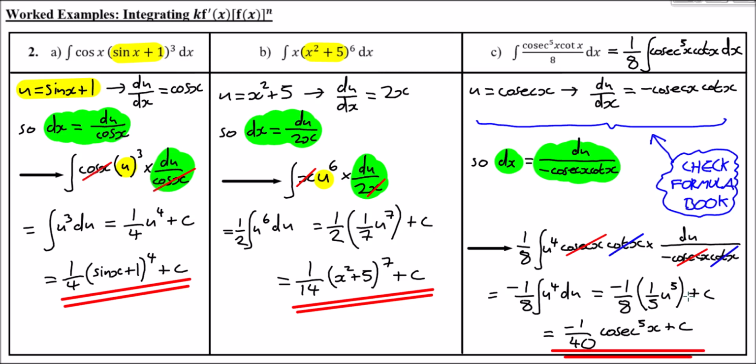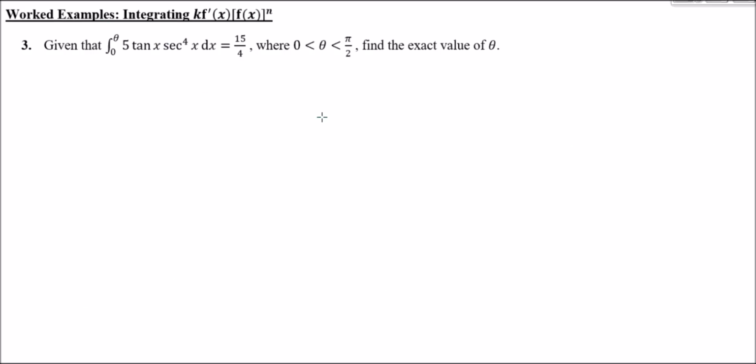Let's now do one where we're going to have to consider definite limits. So question 3. Given that the integral from 0 to theta of 5 tan x sec 4x dx is 15 over 4, where theta's between 0 and pi over 2, find the exact value of theta.